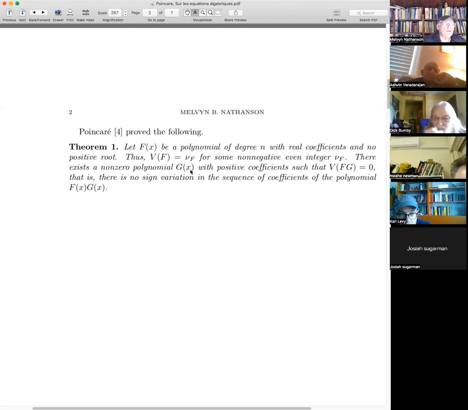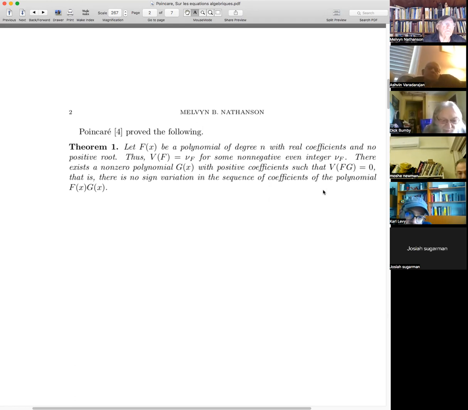So you meant all of the coefficients are positive. Sorry, yeah, all the coefficients are positive. The roots are not positive. No, sorry, thank you. It's a polynomial with positive coefficients. So in that case, that's a kind of certificate that f has no positive roots.